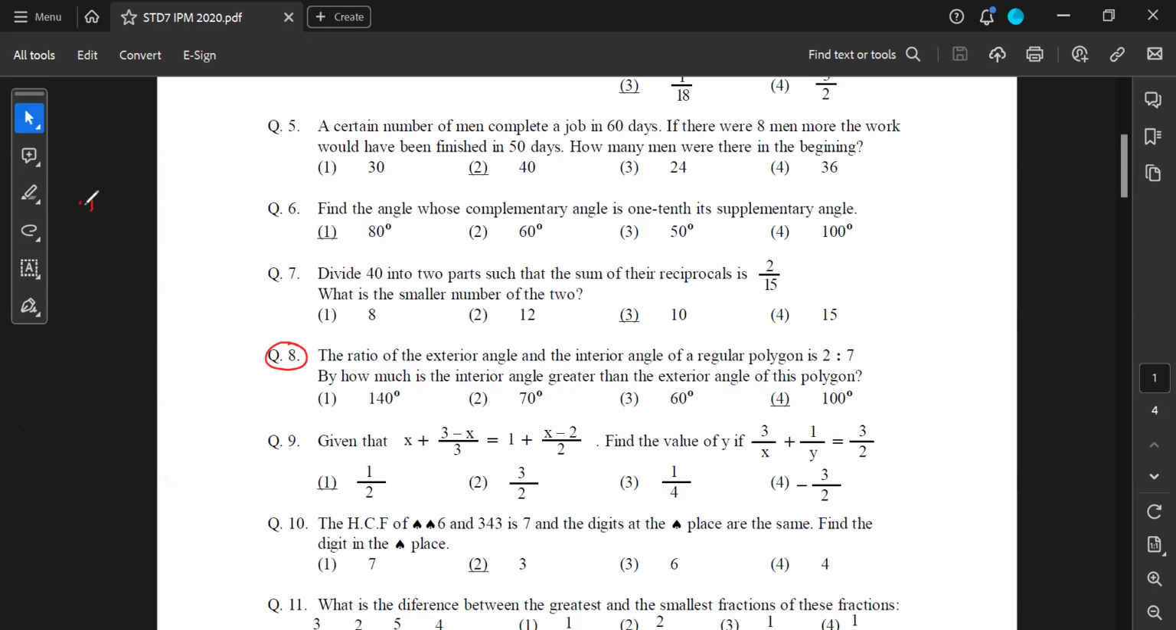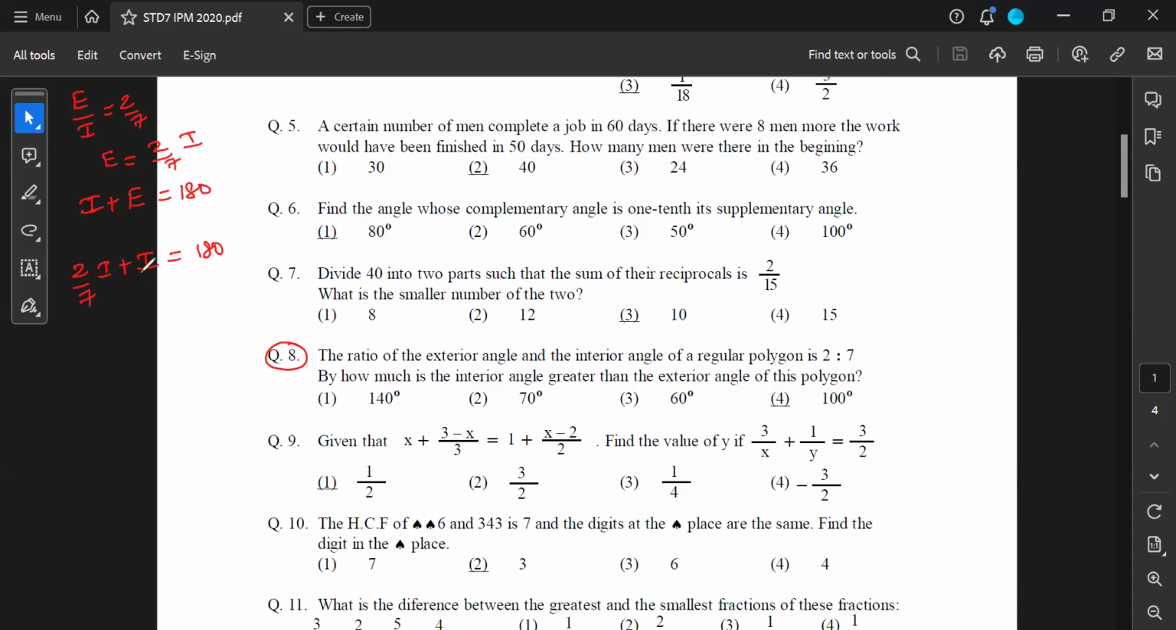So I know that interior plus exterior is 180. Okay, the ratio of exterior upon interior, they have given as 2 by 7, which means this exterior is actually 2 by 7 multiplied by interior, right? So I'll substitute it over here. Instead of exterior, I will write 2 by 7 multiplied by interior plus interior is equal to 180.